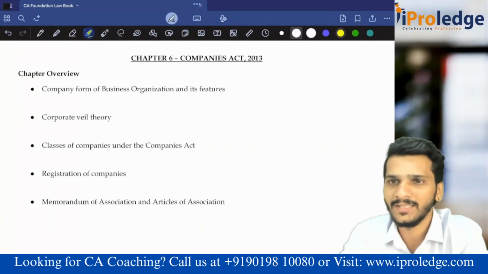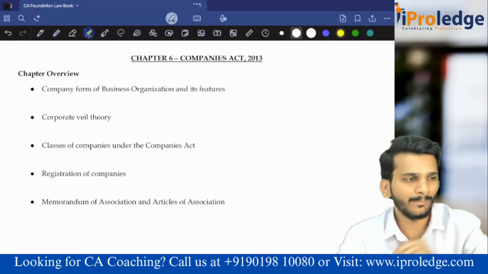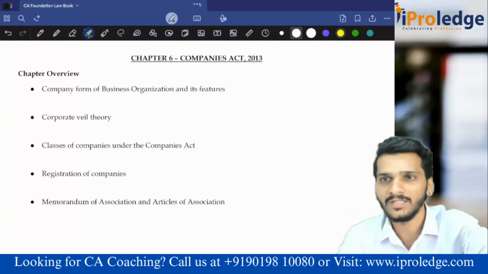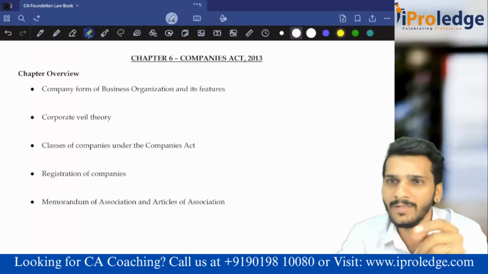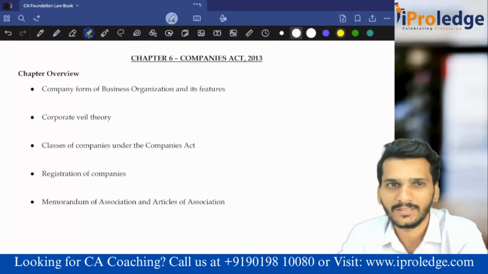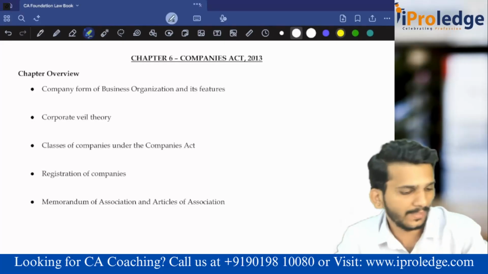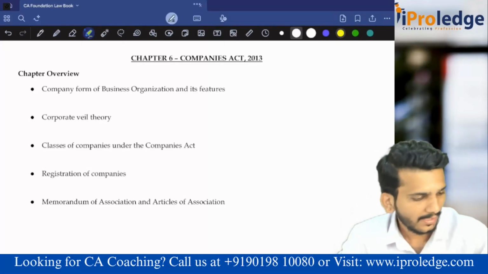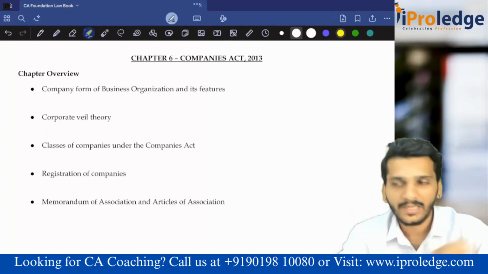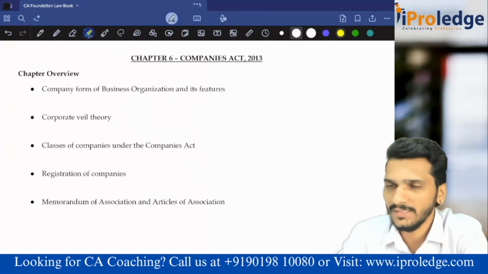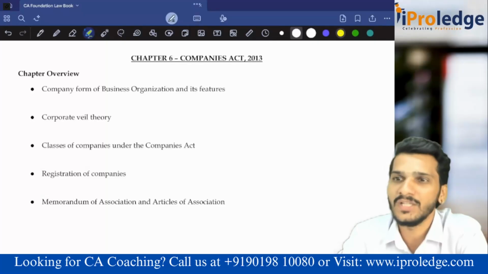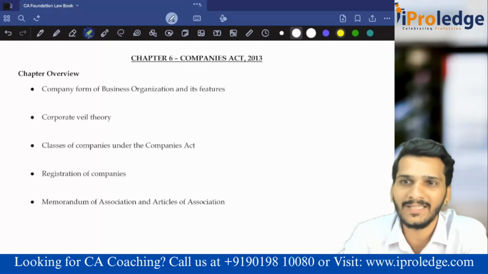You have to write the section number. If you don't know the section number, don't write a wrong section number. Just write as per the provisions of Companies Act 2013, company means, and continue. Then what are the features of company? The features of company are: company is a separate legal entity. What do you mean by company is a separate legal entity? See, a company comes into existence only after registration. Without registration, it will not be called a company.